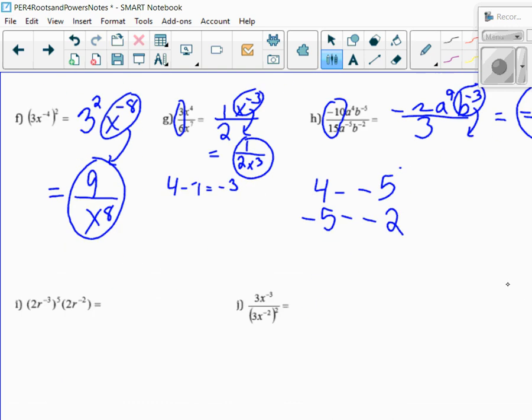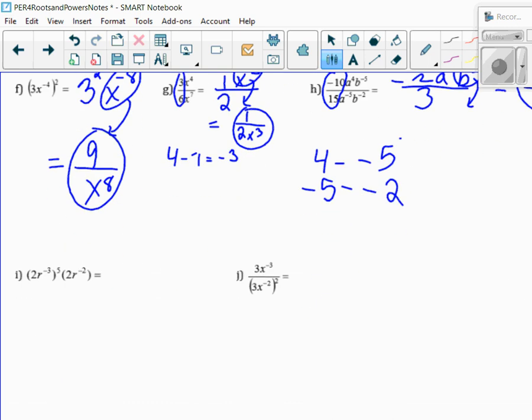Okay, let's move on. Too many people are doing too many steps at once, and that's how you run into difficulty. So the first thing I would do would be to make this 5 go to the exponents with the power to the power rule. So this is really 2 to the power 5, r to the power negative 15 times 2 to the power 1, r to the power negative 2.